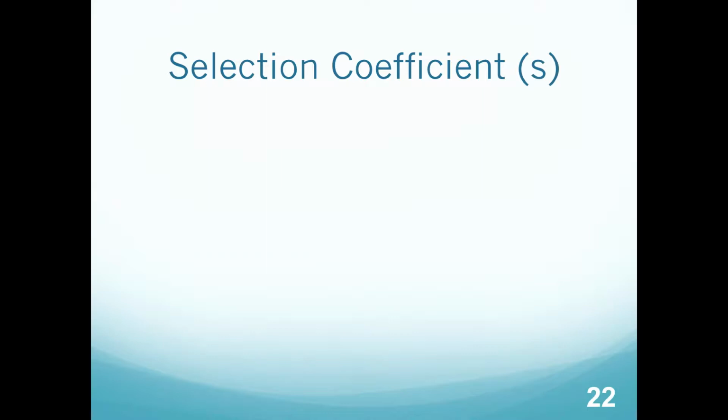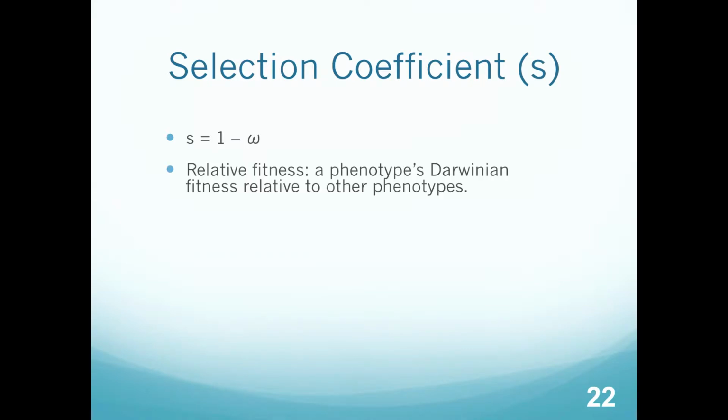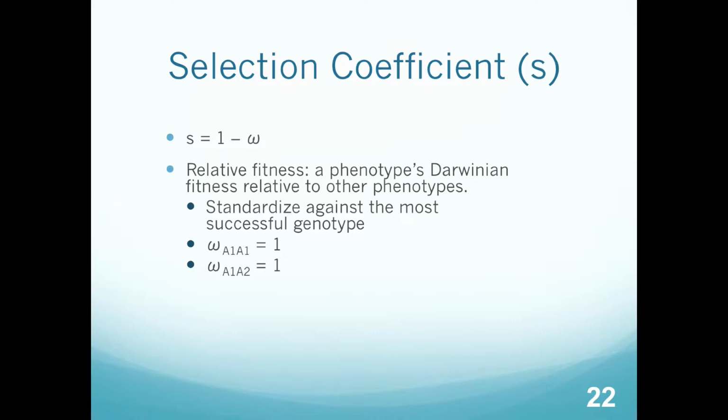We can also think in terms of the strength of selection rather than the fitness, and this is sort of the glass half empty approach. So selection is just the opposite of fitness. It's 1 minus omega. If we have fitnesses of 1, 1, and 0.8, and fitness is talking about the number of organisms that reproduced or the number of organisms that survived, selection, the selective coefficient, is talking about the number of organisms that were selected against. So the selective coefficient for A1A1 is 0, for A1A2 it's also 0, and for A2A2 the selective coefficient would be 0.2.